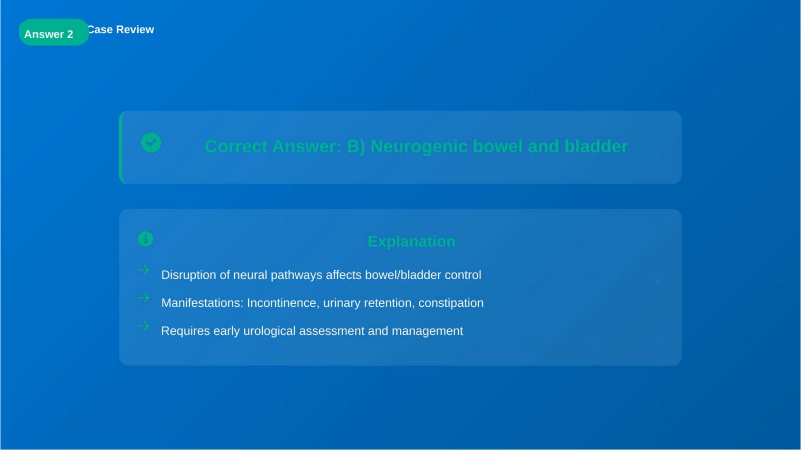Neurogenic bowel and bladder. Children with myelomeningocele commonly experience disruption of neural pathways that control bowel and bladder function. This disruption leads to incontinence, urinary retention, and constipation. Early urological assessment is essential to prevent complications such as urinary tract infections, vesicoureteral reflux, and potential kidney damage. Management typically includes clean intermittent catheterization and bowel management programs.